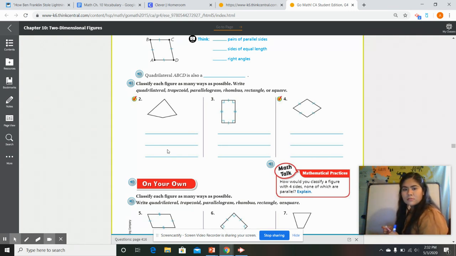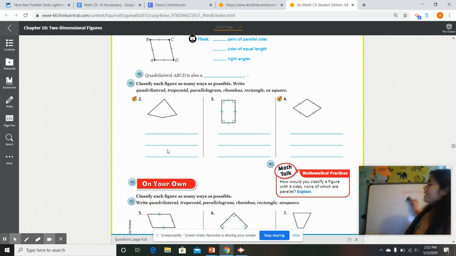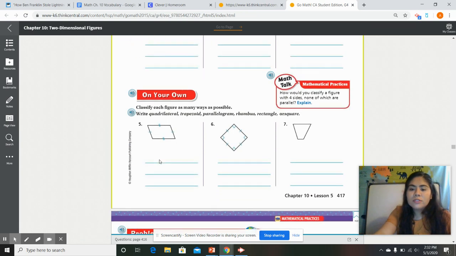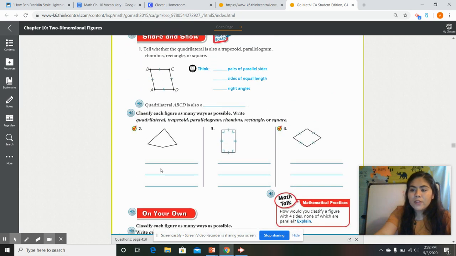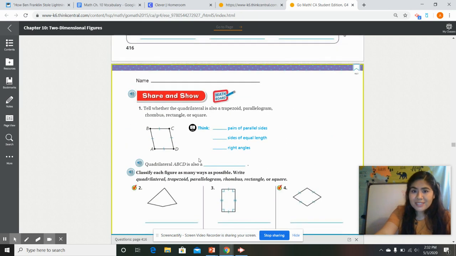Actually, it's not a trapezoid. It has no parallel sides. It's just a quadrilateral. This may not be able to be classified as anything else, so you might just have to classify it as a quadrilateral. Okay? So you'll do 1 through 7 on your own, and then tomorrow will be a different review of this lesson on Seesaw. If you have any questions, let me know.